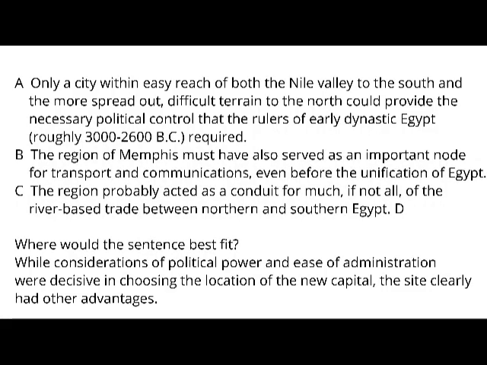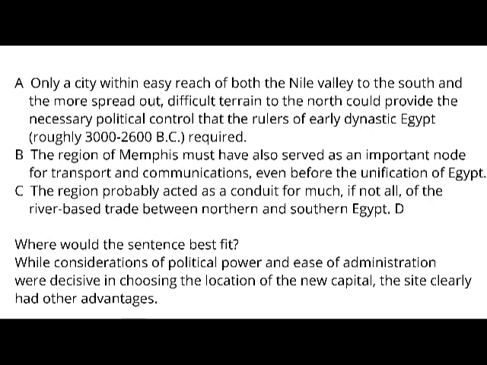A. Only a city within easy reach of both the Nile Valley to the south and the more spread out, difficult terrain to the north could provide the necessary political control that the rulers of early dynastic Egypt, roughly 3000 to 2600 BC, required. B. The region of Memphis must have also served as an important node for transport and communications even before the unification of Egypt. C. The region probably acted as a conduit for much, if not all, of the river-based trade between northern and southern Egypt. D. Where would the sentence best fit?